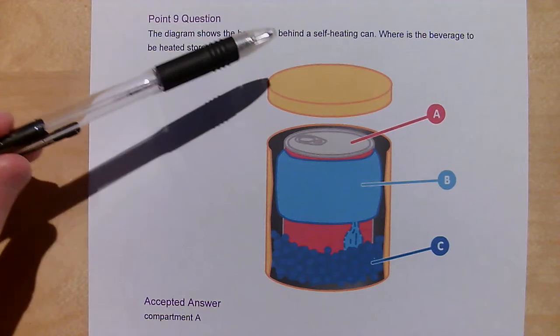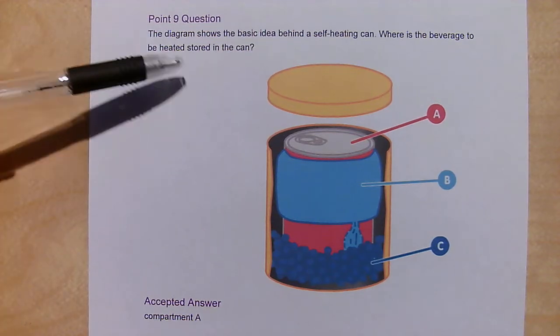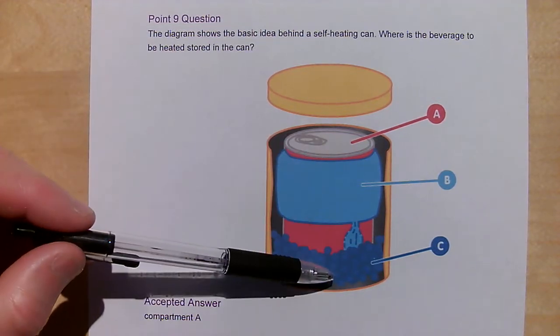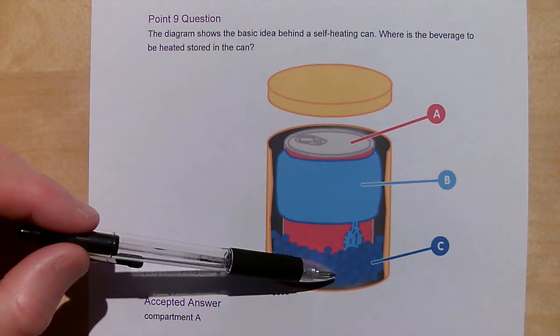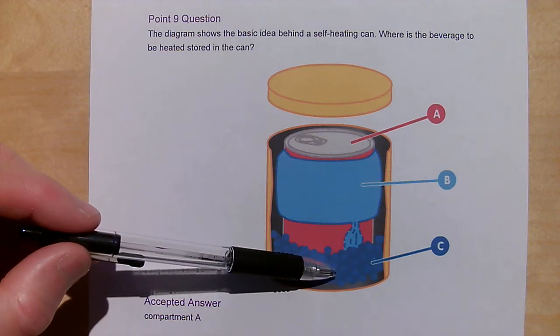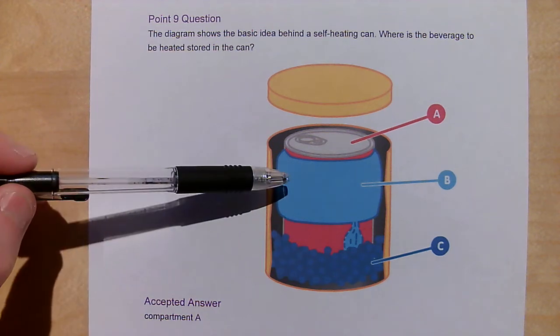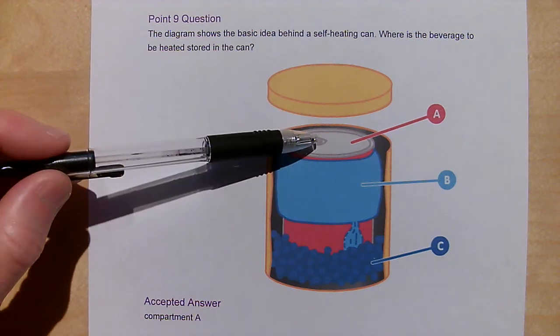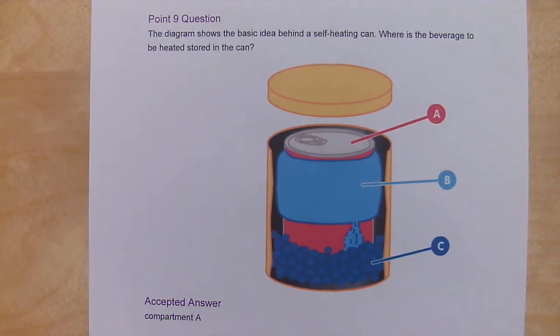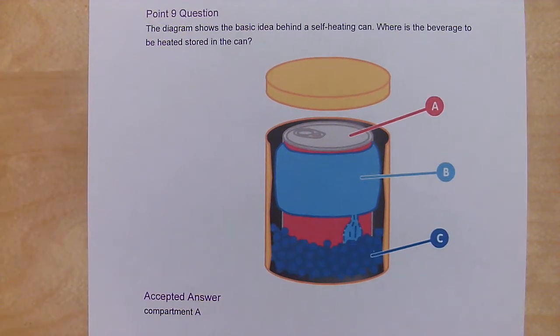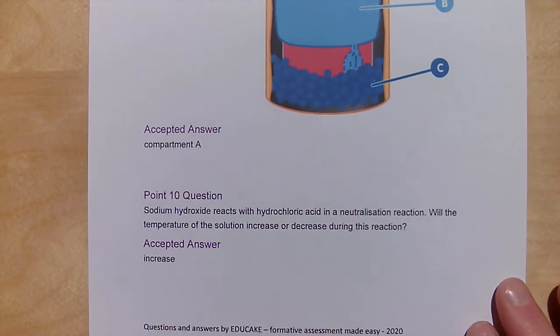Okay, so what's the question? Where is the beverage to be heated stored in the can? Well, it's stored in A. C is the part that gives off the heat energy, the chemical reaction that gives off the heat energy. It causes B to heat up. B is like a blanket around the can, and the drink goes into A. Okay, so that's a good little bit of understanding of how self-heated cans work.